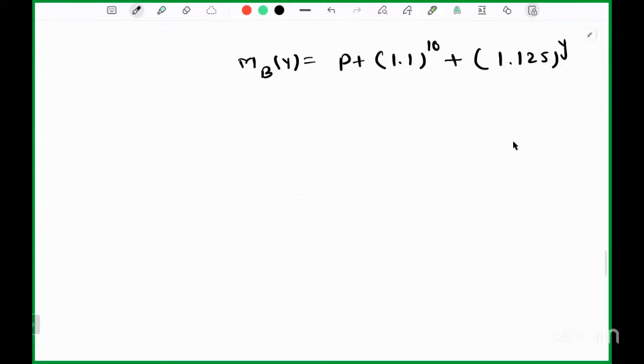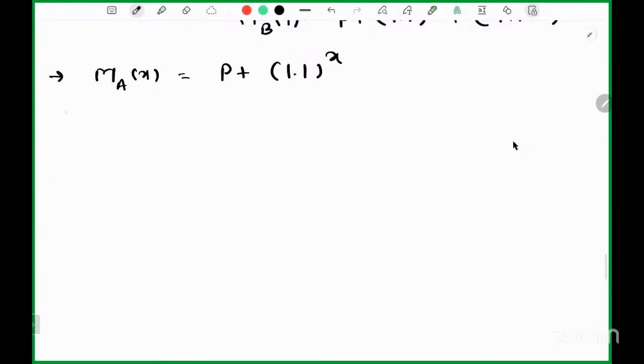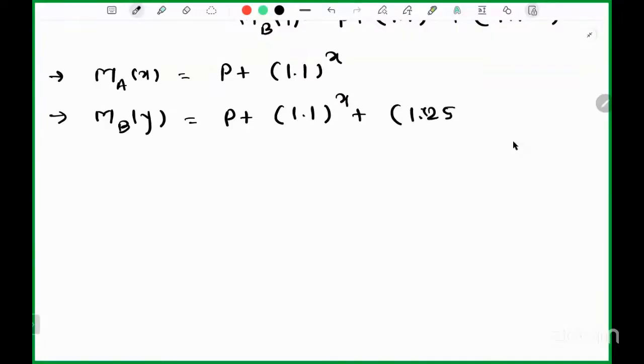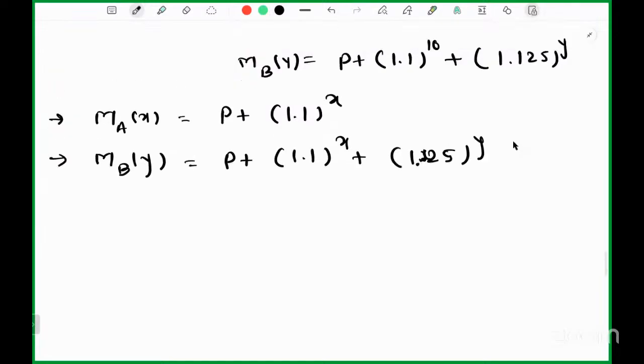So we have figured it out that MA of X will be P plus 1.1 to the power X. So this represents the amount in bank A after X years. And MB of Y is actually P plus 1.1 to the power 10 plus 1.125 to the power Y. So this is the amount in bank B after Y years. Okay. So here the first option says that MA of X is one-one function of X for X belongs to the open interval 0 to 10. So what do you guys think?